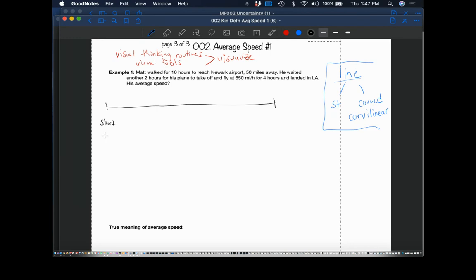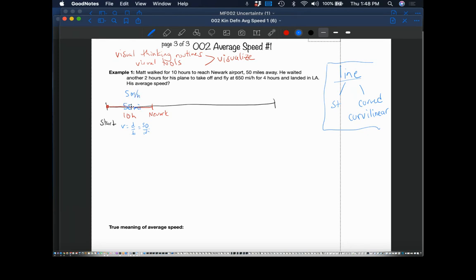So we have Matt starting here, and he walked for 10 hours. All right, so I'm going to put time down below: 10 hours. And he ended up at Newark Airport. The distance he traveled was 50 miles. Now you might be noticing we're missing the speed in this case. So we could actually figure out the average speed. V equals D over T. 50 over 10 is 5. Oh, so we've got a speed of 5 miles per hour.